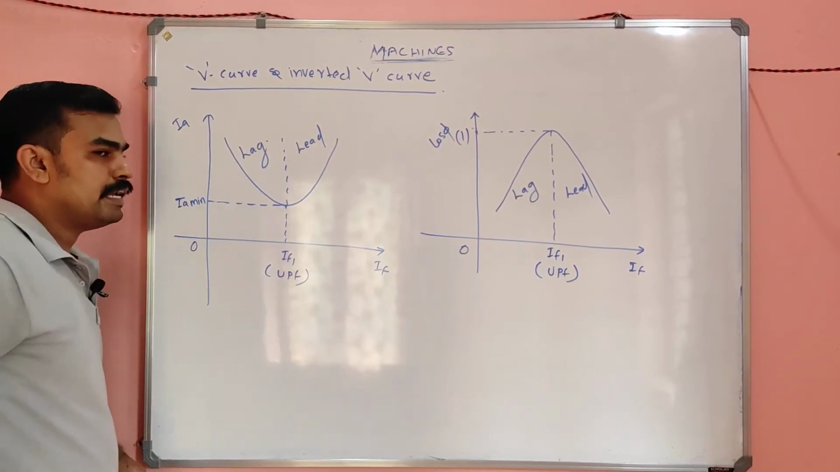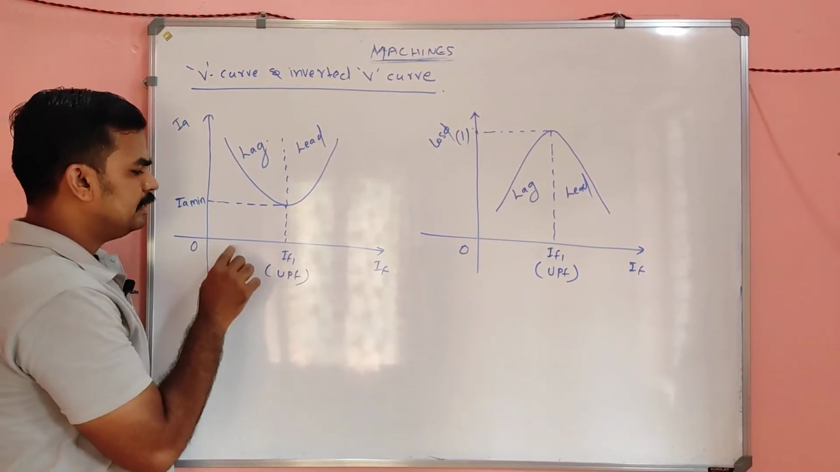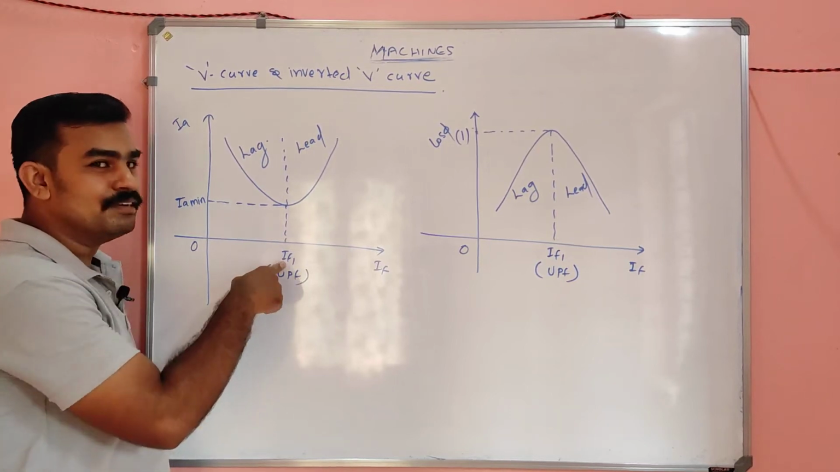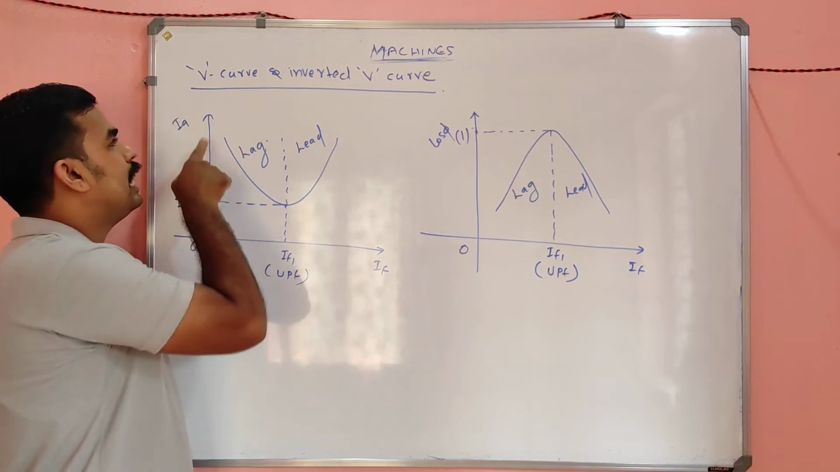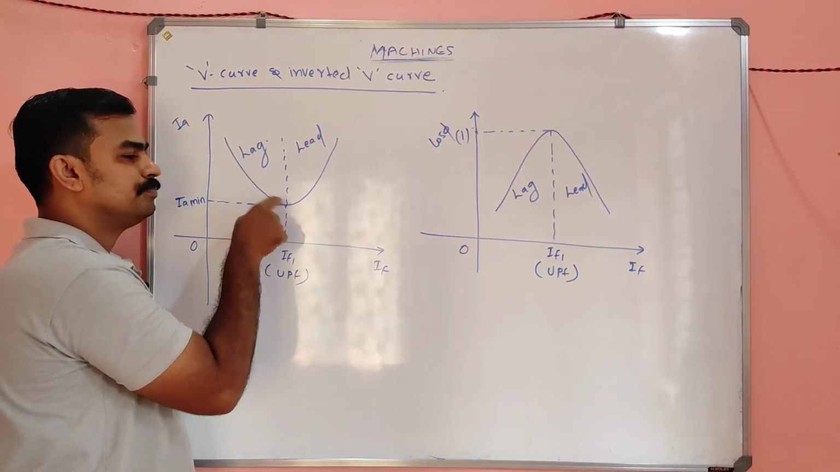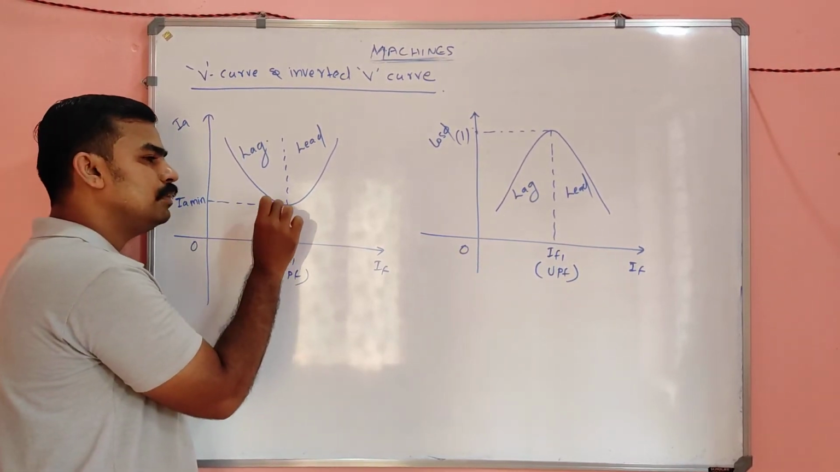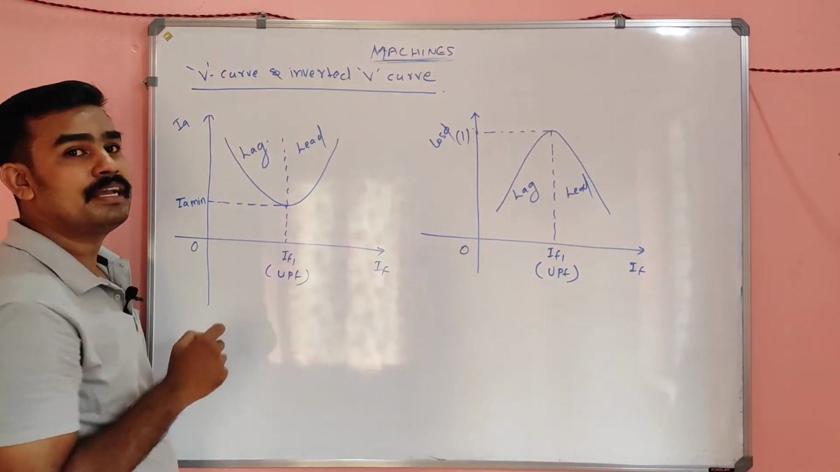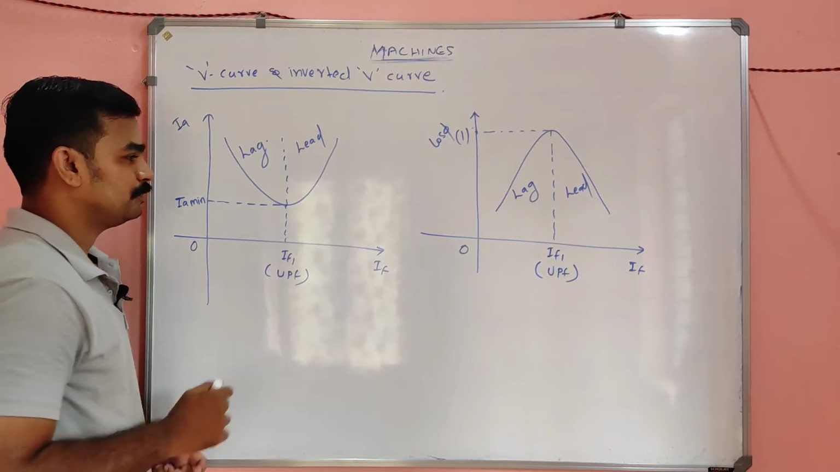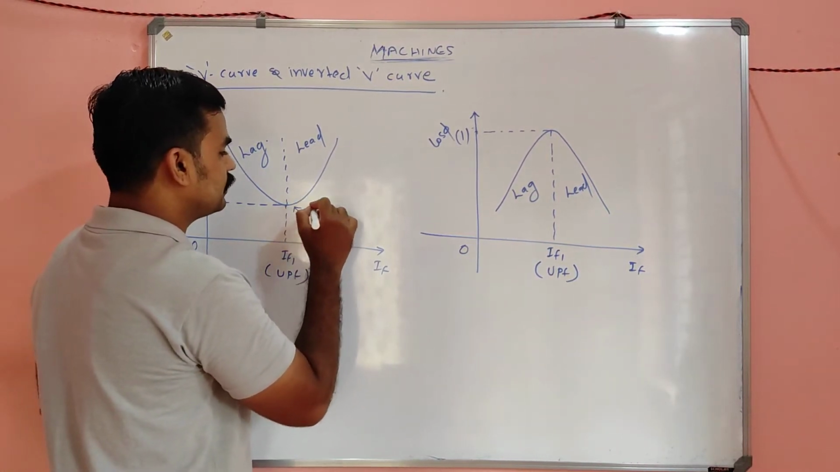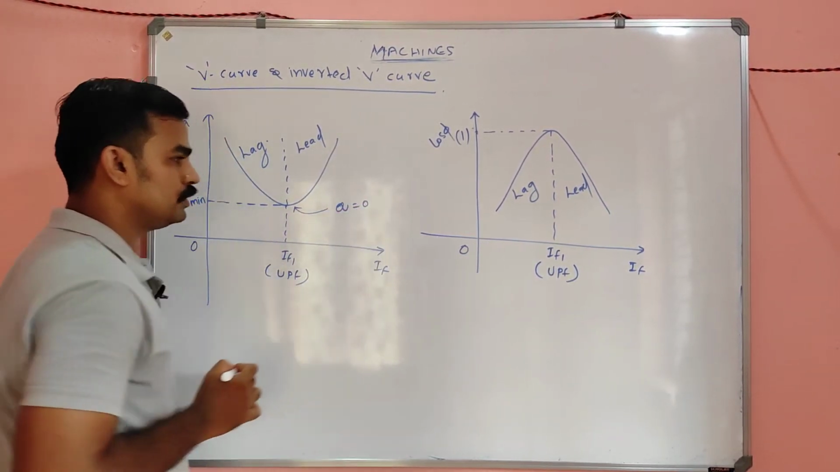The peculiarity of the graph is that there will be a particular field current, IF1, at which the armature current is minimum. The armature current being minimum means that is a condition of Q equal to 0. So this is the Q equal to 0 condition.